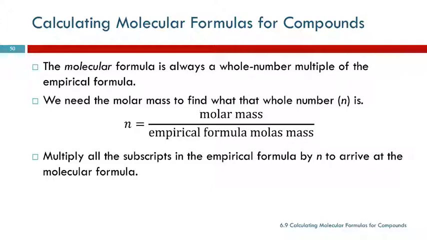So to find the number that we multiply the empirical formula by, we're going to call that N, we take the molar mass, that would have to be given to you in a problem, and you're going to divide it by the empirical formula molar mass. So the actual molar mass divided by the mass of the empirical formula. That should give you a beautiful, very close to whole number. That's what you multiply the subscripts by.